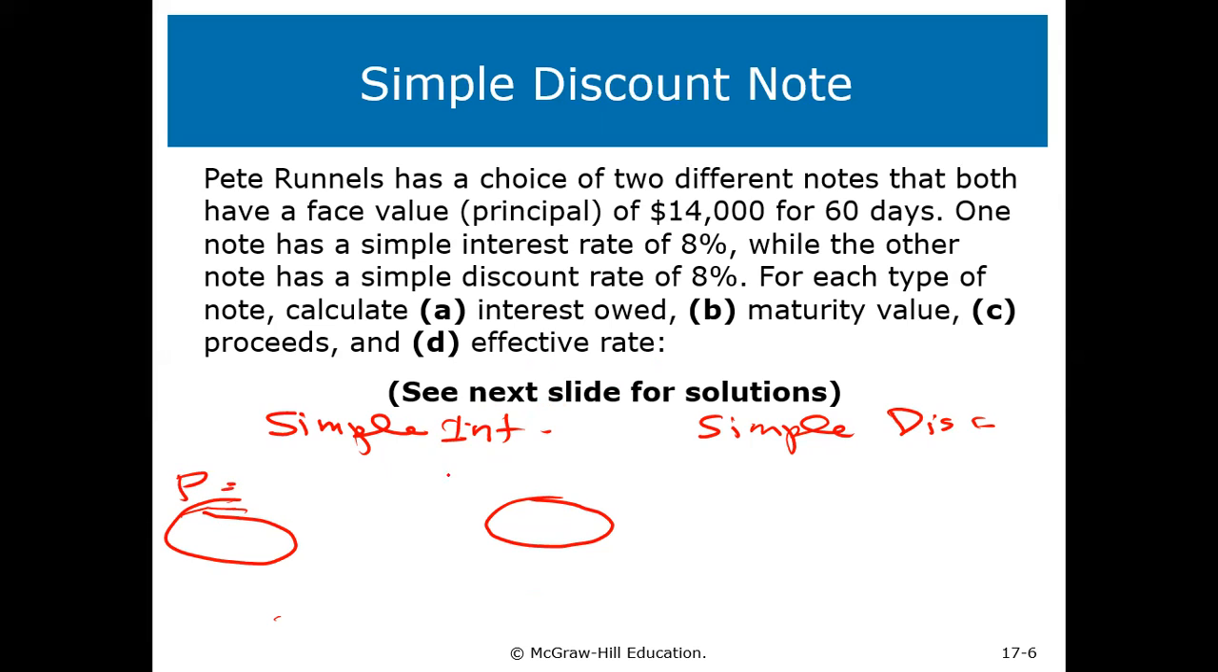So ang principal dito, what's the principal here? Class? Kindly unmute yourself na lang. Ano yung principal dito? 14,000. Yes, correct. Another name for the principal is what? Face value. Good. Correct. Face value siya.